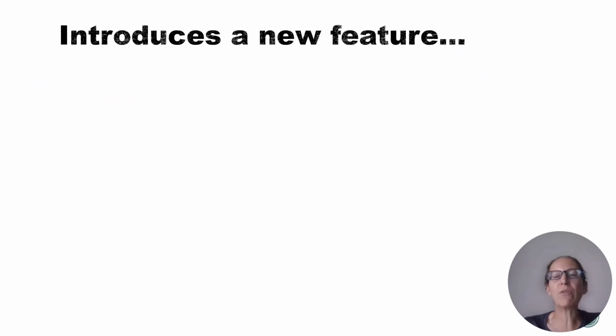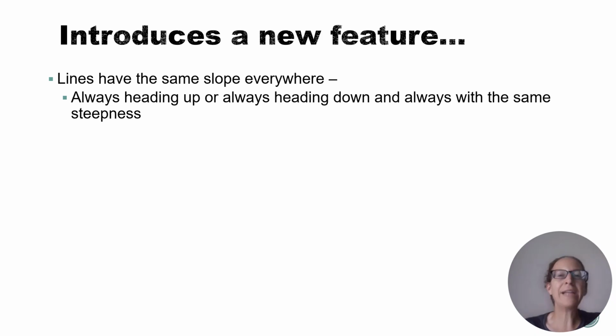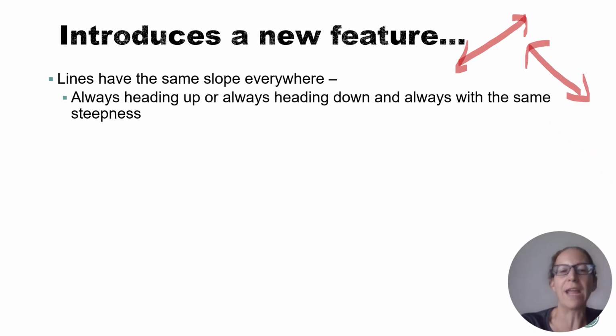All right, so now we're going to introduce a new feature, okay? A new feature of quadratics. Now, lines have the same slope everywhere. That's actually what makes a line a line. They're always heading up or they're always heading down unless they are horizontal, in which case they're flat. But for the most part, they never change, I guess is the key thing there. They always have the same steepness. So they're always heading up or always heading down, and it doesn't matter where you measure the steepness or the slope, it's got the same slope.